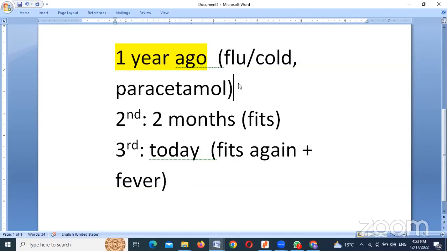So what do you think about this visit that was 1 year ago? Is it relevant or irrelevant? Second and third are relevant. So if second and third are relevant, what about the first one? Is it relevant or irrelevant?